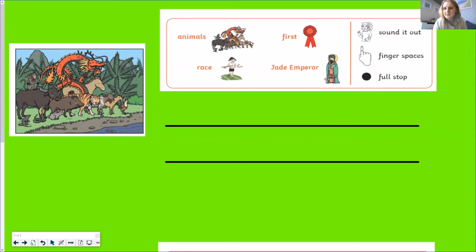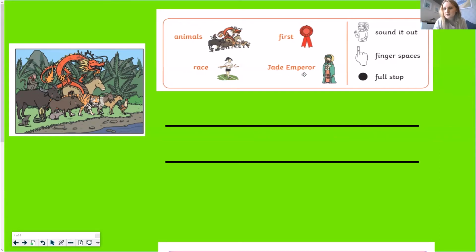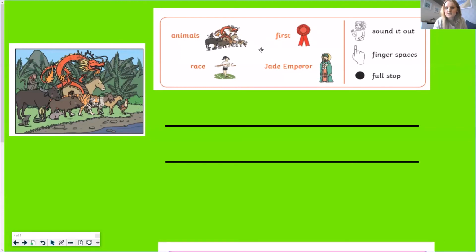Do you remember his name? Jade Emperor. And so if we'd like to use any of those difficult spellings, we can use them from the word bank at the top. And remember, when we are thinking about our sentence, we need to sound it out, use our phonics, use our finger spaces, and of course, our full stops.